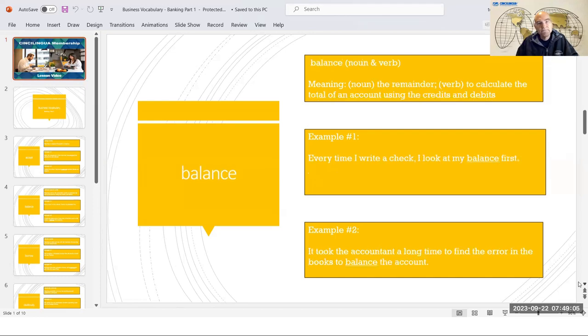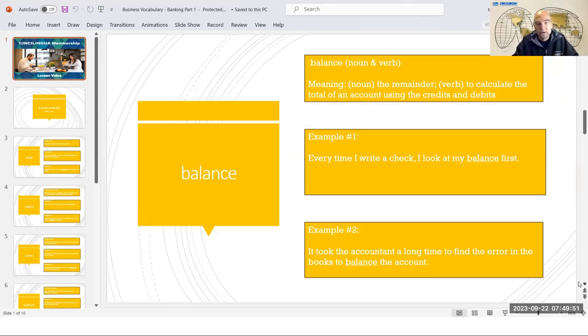And now we're going to move on, and we have this word balance. Balance can be used as a noun. It can also be used as a verb. When it is used as a noun, it refers to a remainder of an amount of something, of a larger amount. When it is used as a verb, it means to calculate the total of an account using credits and debits. So there's a calculation involved here.